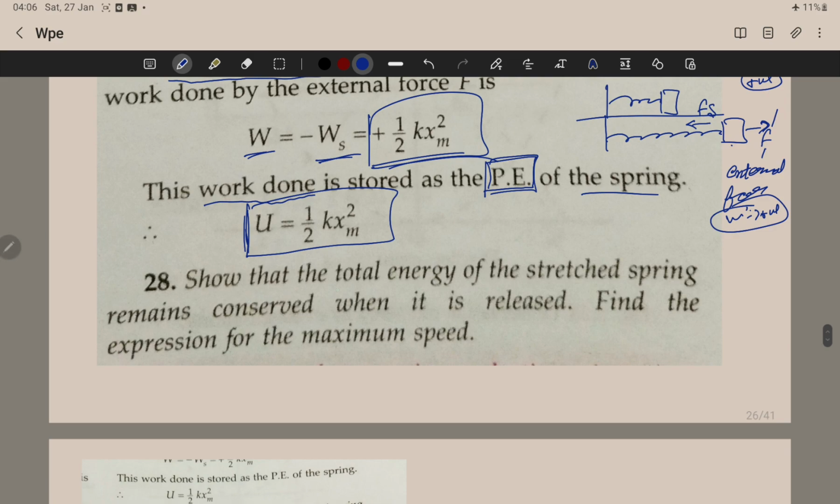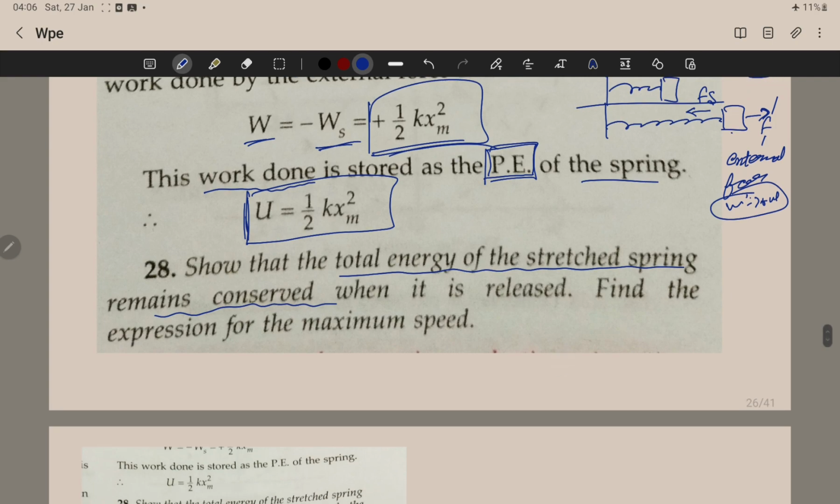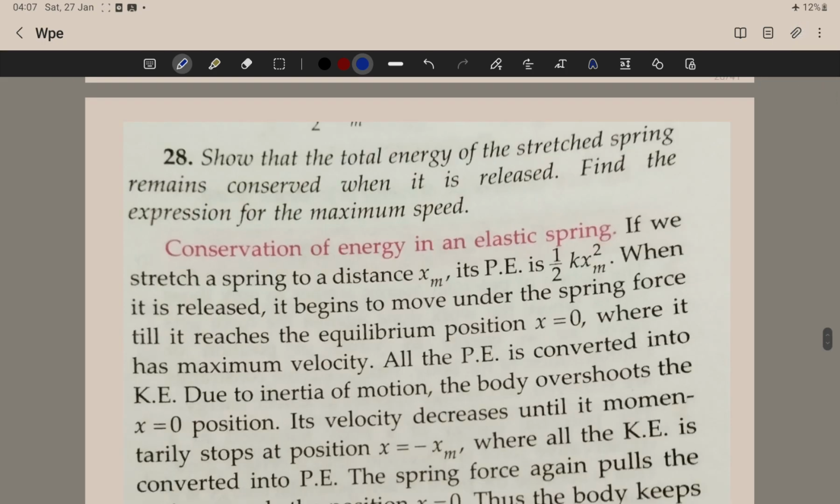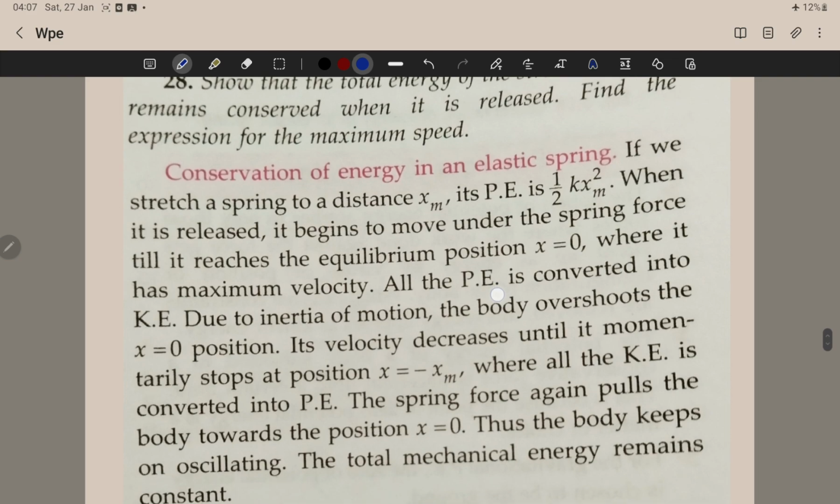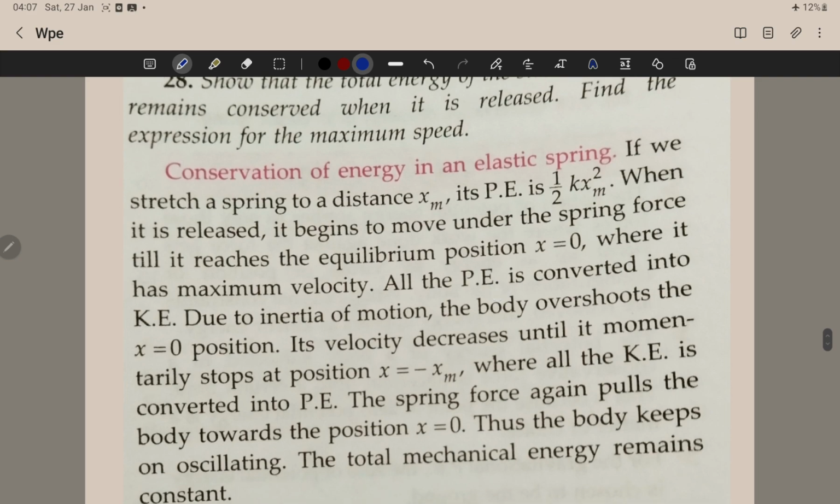Now the next question is to show that the total energy of the stretched spring remains conserved. If we stretch a spring, we have to prove that the total energy remains conserved when it is released, and find the expression for the maximum speed, that is, what is the maximum speed when this block is released after stretching. So the next thing is to show that the total energy is conserved: conservation of energy in an elastic spring.